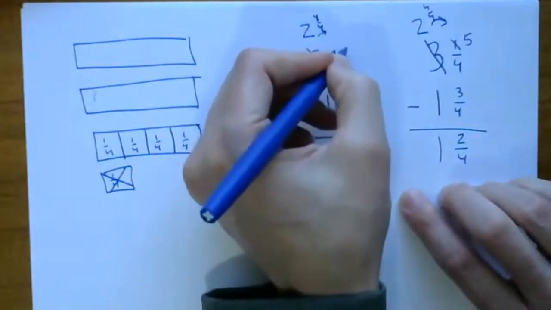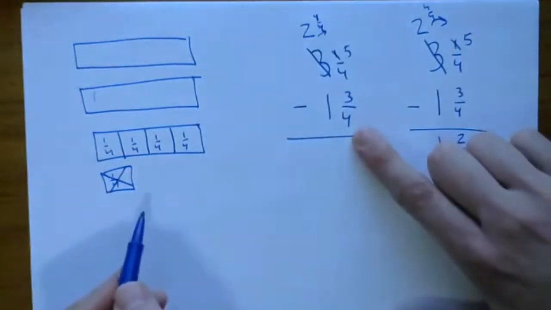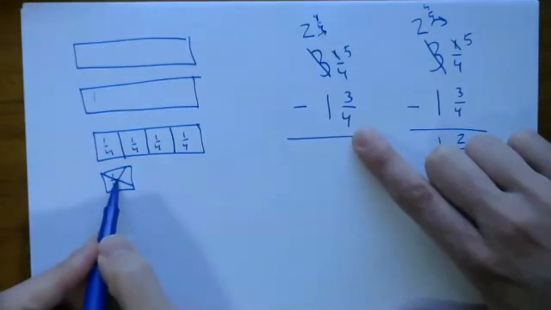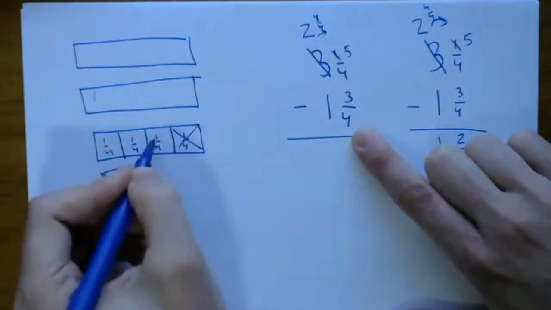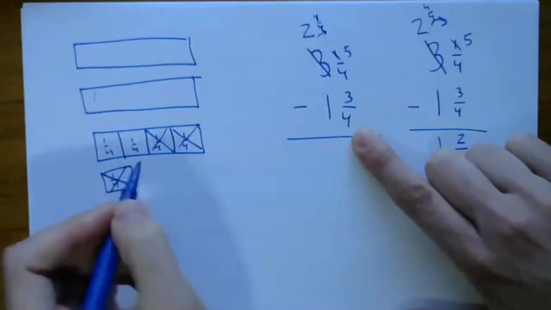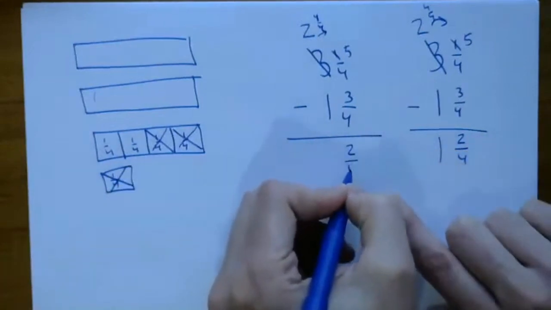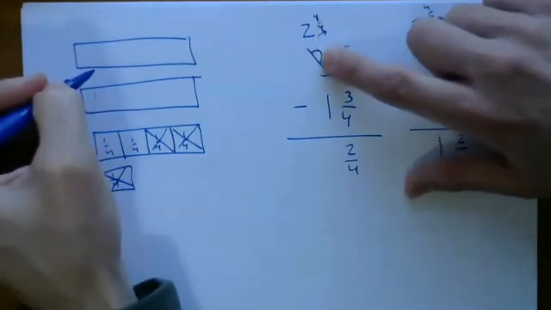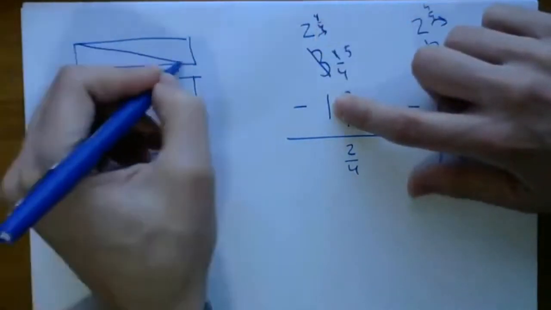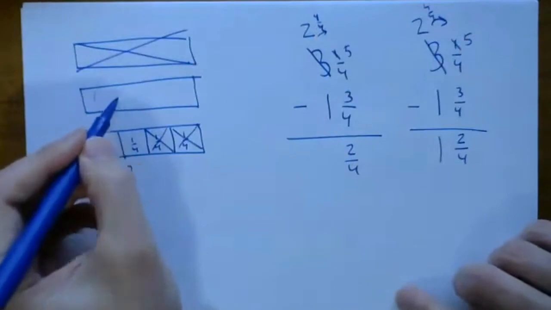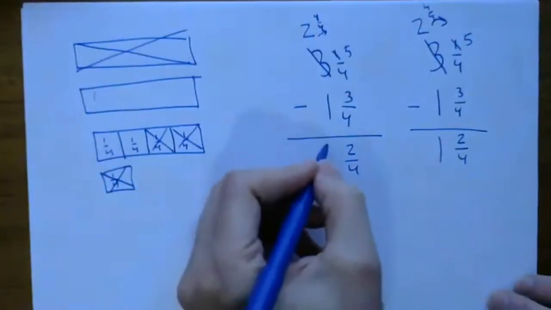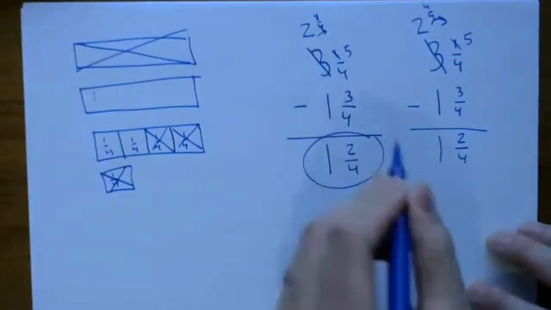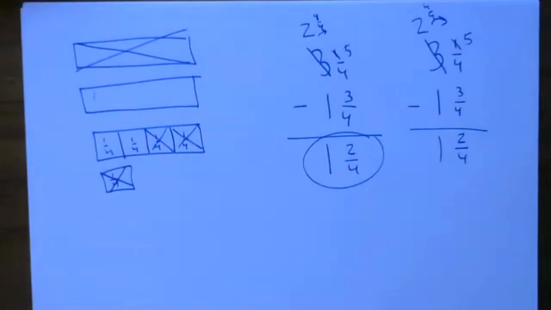So now I have 5 fourths, and I can subtract 3 fourths. So 1 fourth, 2 fourths, 3 fourths that I've subtracted, leaving me with 2 fourths in my picture. And then now on the wholes, I have 2 wholes. I need to take 1 away. Now I have 1 and 2 fourths remaining. There we go. Subtracting with mixed numbers with like denominators.